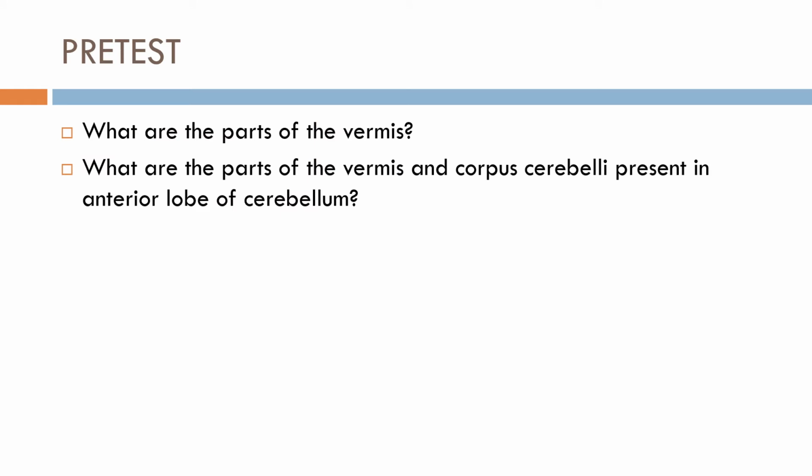Before we start with the morphological subdivisions, you have to answer this pre-test. You have covered the anterior and posterior lobes and the flocculonodular lobe in the anatomical subdivisions of the cerebellum. Now you should be able to answer these questions. Do you know the parts of the vermis? What are the parts of the vermis and corpus cerebelli present in the anterior lobe of the cerebellum? Check yourself before we move on to the morphological and functional subdivisions of the cerebellum.